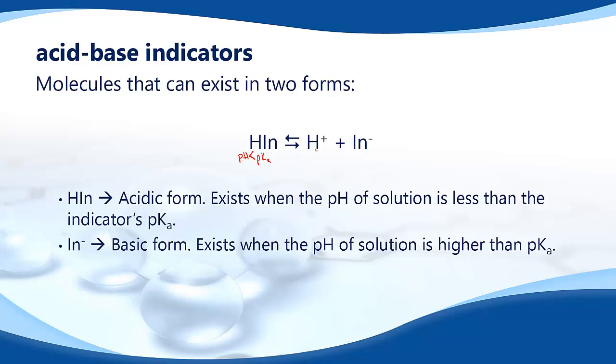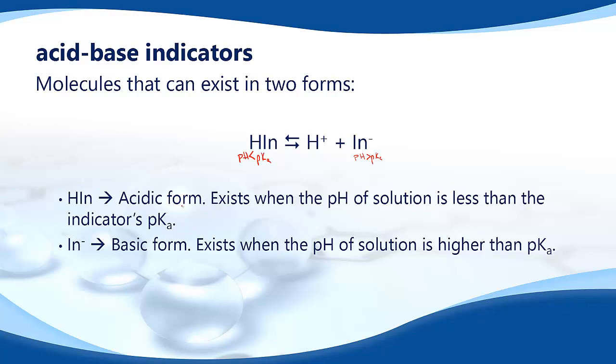So remember Le Chatelier's principle. If pH is low, we have a very large H plus concentration. It's going to shift this reaction to the left towards this side. The basic side is when you have pH greater than pKa, because now we have a deficit of H plus, which means that the reaction is going to proceed forward to produce more of it. The key thing about these is that these two different forms have different colors.